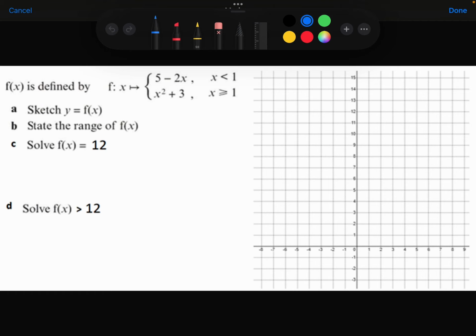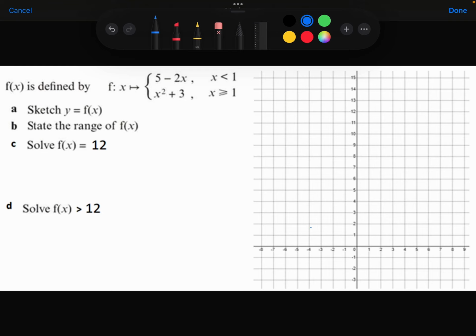A piecewise function is a function that's defined by different equations depending on what the domain states. So in this case we can see that f of x is 5 minus 2x when x is less than 1, and when x is 1 or greater, it's equal to x squared plus 3. So it has different rules depending on what the x values are.